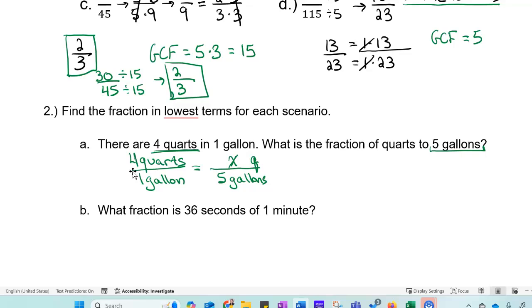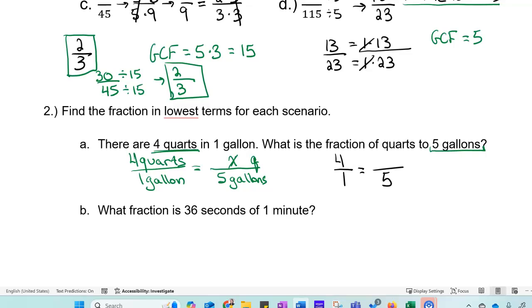Well, hopefully that looks familiar from something that we've done before, right? Where we mathematically find equivalent fractions. So I'll clean this up just a little bit and go ahead and rewrite this without units because that's how we've seen these before. We just have to remember to include them in our final answer.